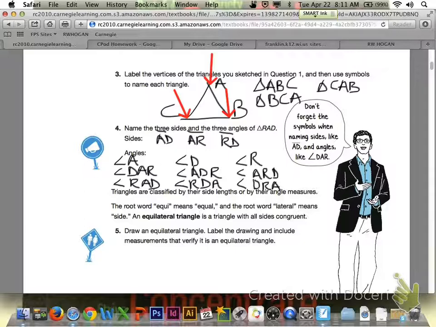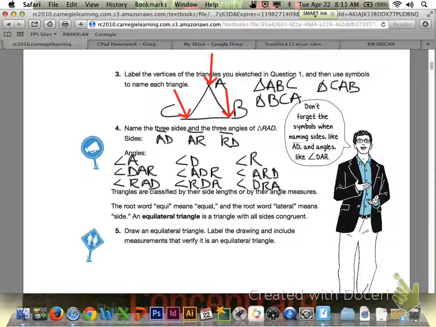The arrows point to each of the 3 vertices in that triangle, and there are 3 ways that I can name that triangle: triangle ABC, triangle BCA, and triangle CAB. Remember, you have to have that little triangle symbol before it, and all of the letters have to be capital.